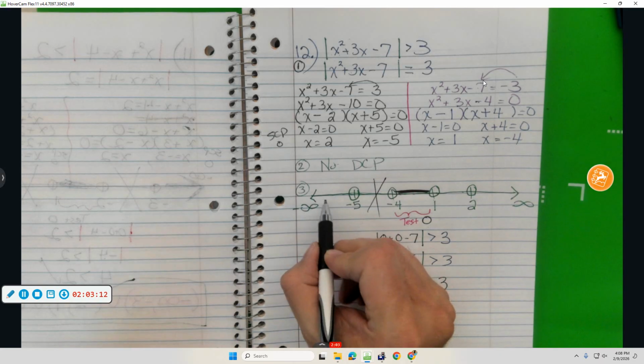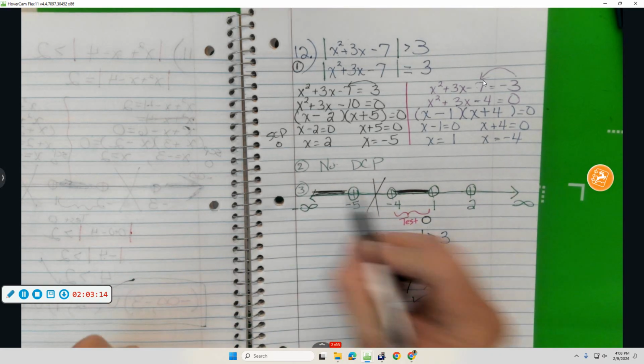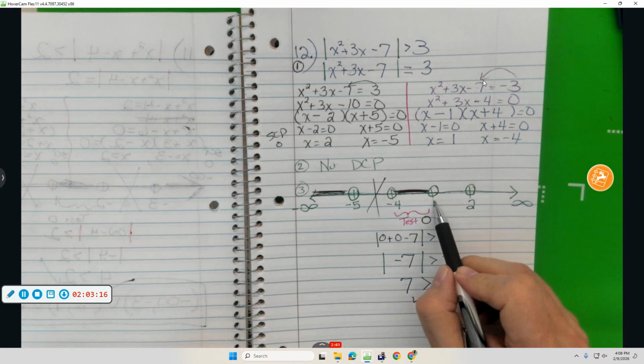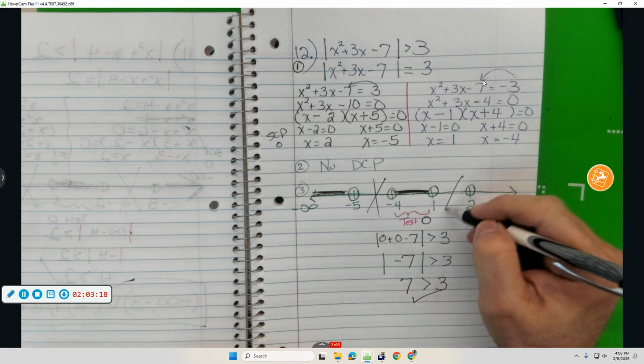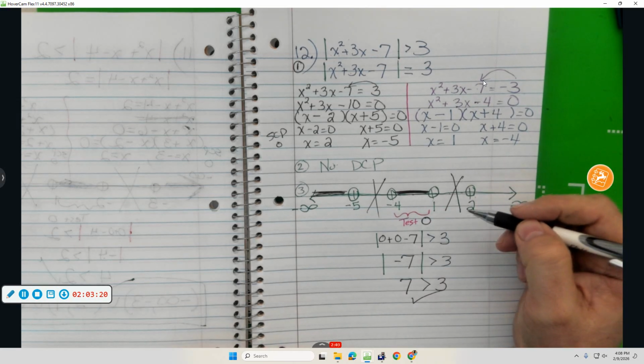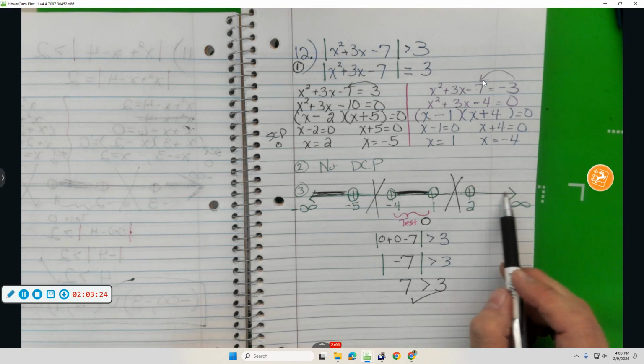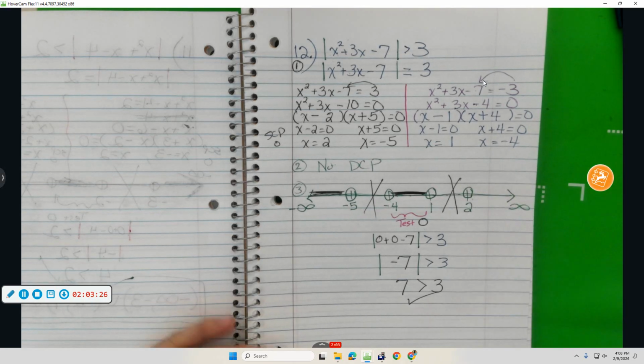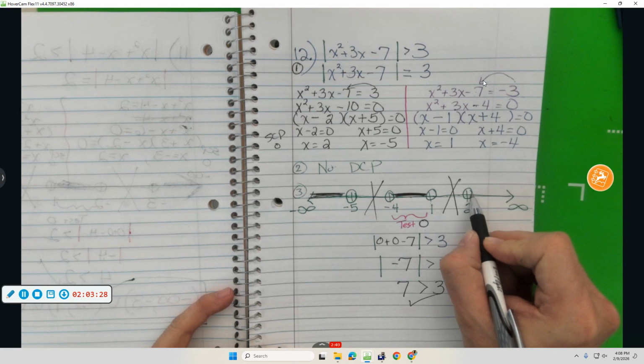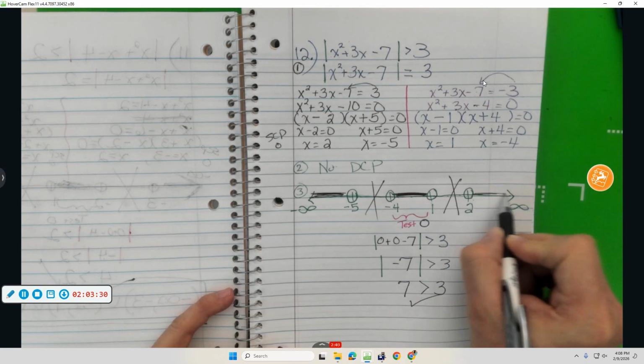Cross out. Shade. What about this one right here? Between 1 and 2, if we'd plugged a 1.5 in, we would have gotten it false. If we plugged a number bigger than 2 in, what would we have gotten? True or false? True.